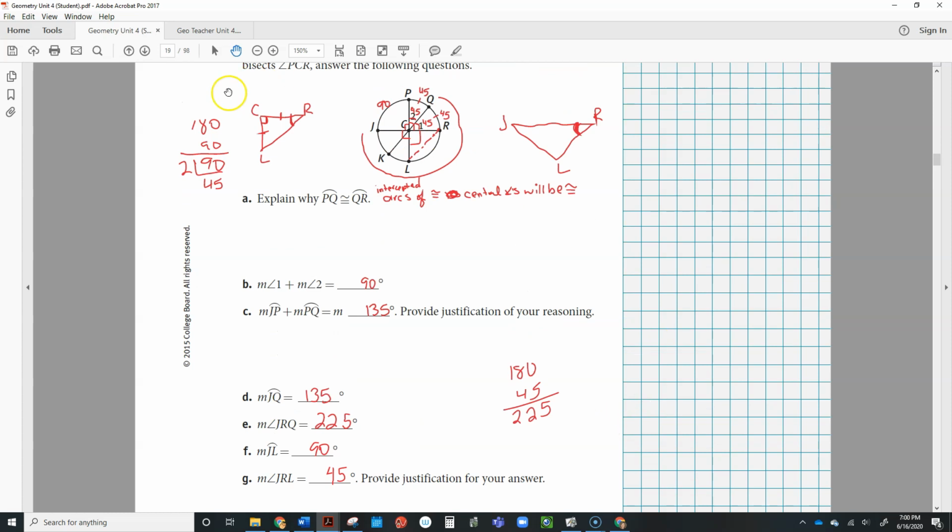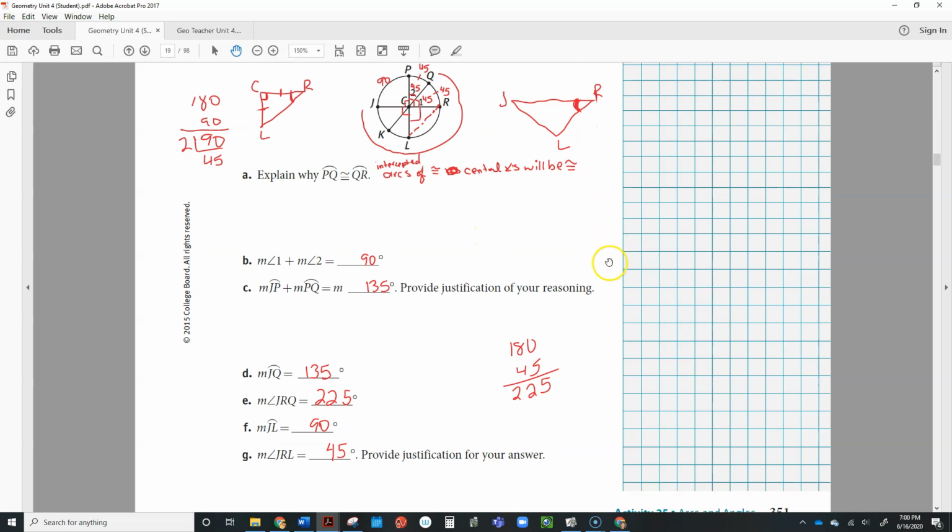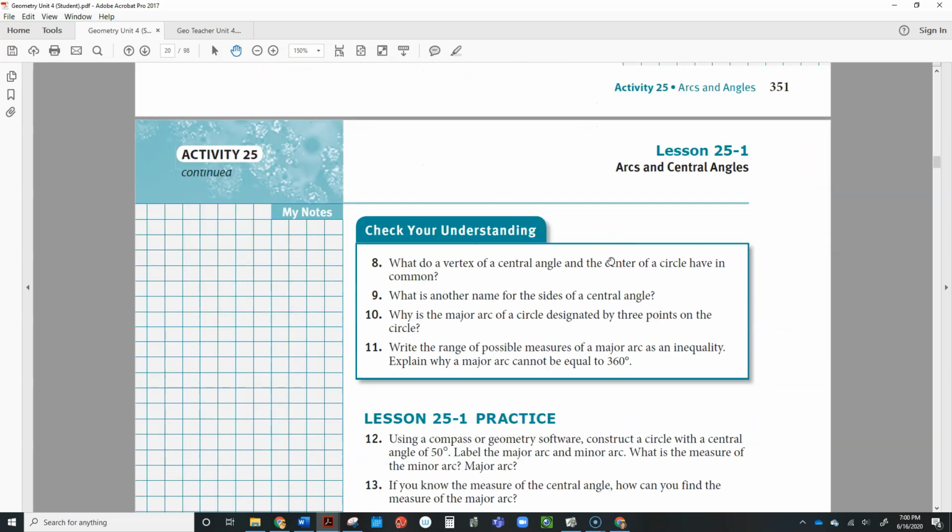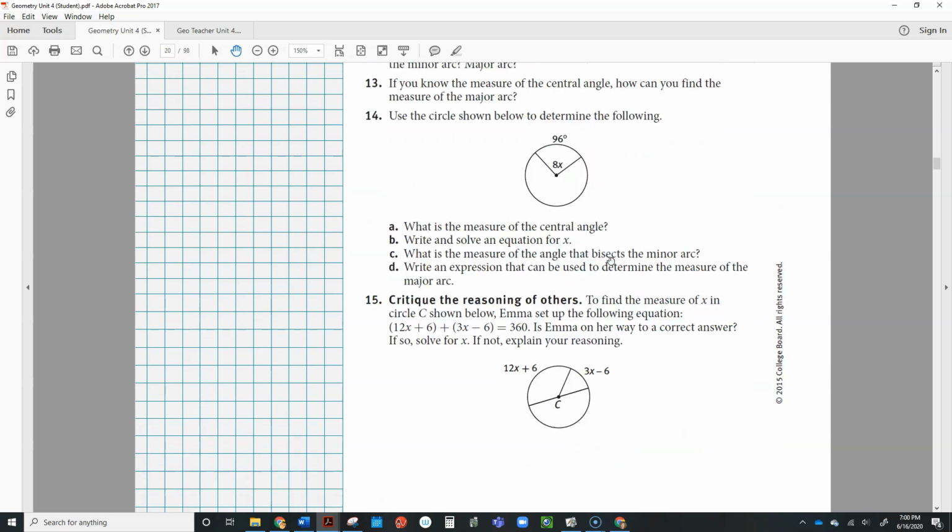Now, this is probably a setup for one of the things that you're going to learn in the next lesson. So anyway, stop the video and work on check your understanding in the lesson practice, and I will make my next video that shows you what the answers are.